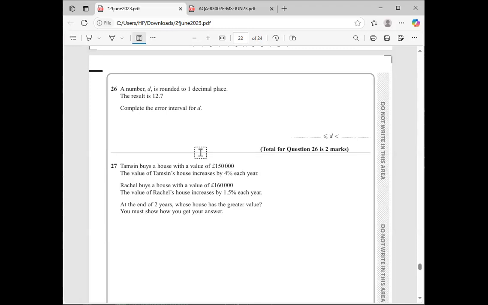Do you have the marking scheme with you there? Yes. Okay, so what does the marking scheme say? 12.65 on the left and then 12.75 on the right. Okay, I think I get it. So they use 0.05 instead of 0.5. Okay, makes sense. 12.65 on the left.